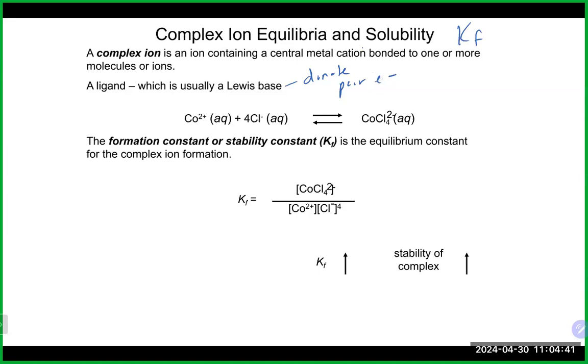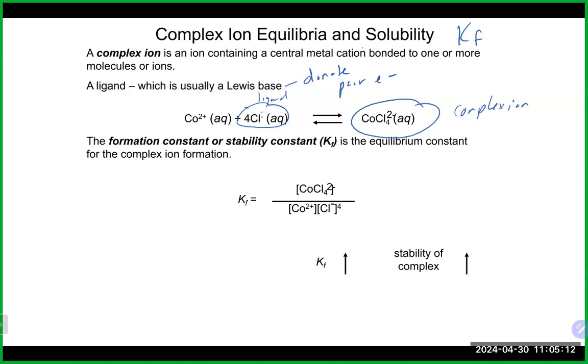So remember that things that are good Lewis bases are things that have a negative charge, things that are polar, or that have some non-bonding electrons like water, ammonia, chloride, for example. So this is cobalt, and this is our ligand in this case. And we get this guy, which is a complex ion. And because it's an equilibrium, we could write an equilibrium expression for it, which is our products over our reactants.